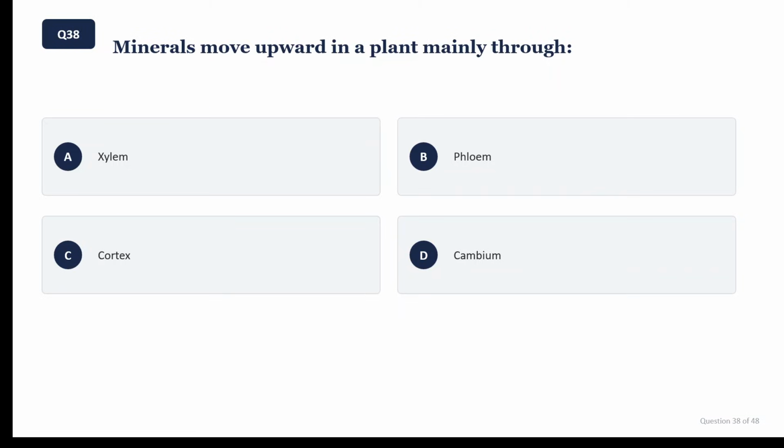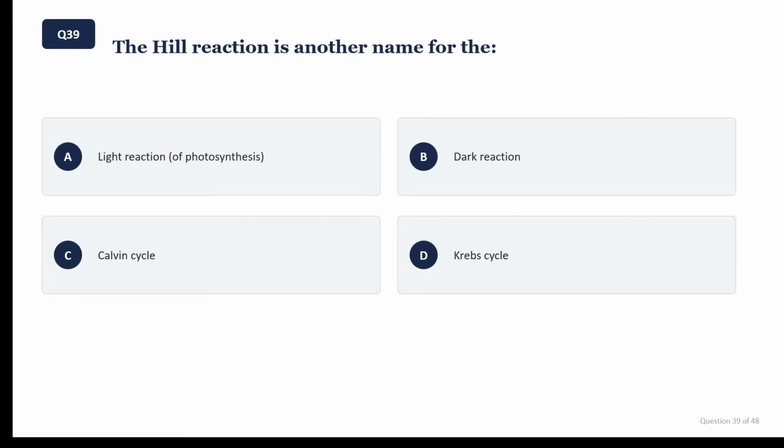Okay, minerals move upward in a plant. It is also a common sense question, with water, and water is carried by xylem. Food material is carried by phloem. Okay, the Hill reaction. In plant physiology, one question definitely comes this time from light reaction or Hill reaction. Next time from dark reaction, Krebs cycle, C4 cycle, and Calvin cycle, which is known as C3 cycle. PGA, phosphoglyceric acid, is the first product in C3 or Calvin cycle. In C4, which is the first product? You can please write in the comment section.